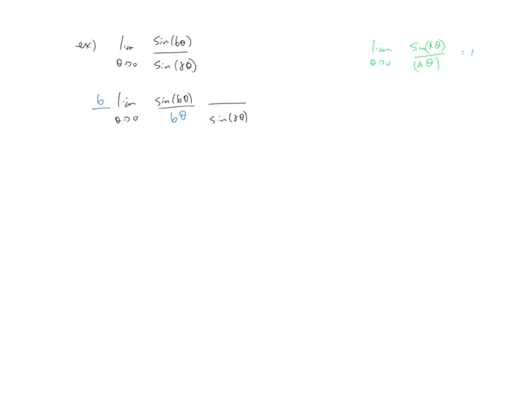So because the limit is with respect to theta, I can't put the theta outside of the limit like I did the 6. 6 was just a constant. You can pull a constant outside of a limit. So the theta will have to stay inside the limit, and it'll have to go on the top of something. Well, conveniently, I need one there. So I'll put my theta. Also on that sine 8 theta, I'll need an 8 on top and an 8 on bottom.